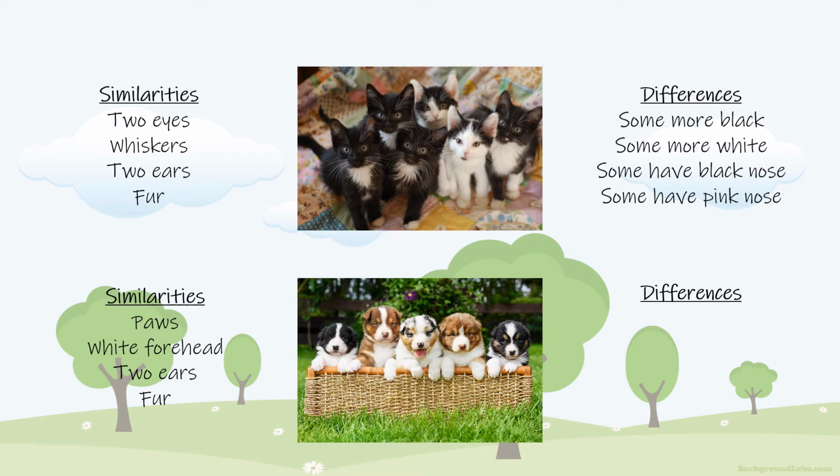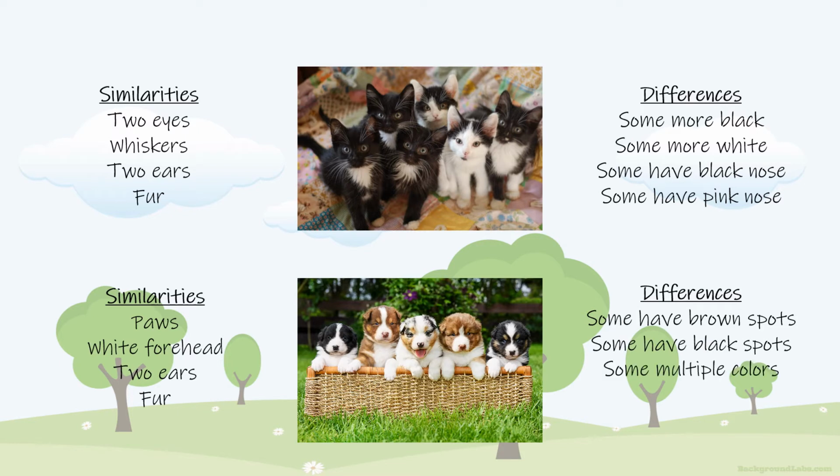The first difference I noticed is that some only have brown spots. What are other differences that you noticed? That's right, some have black spots. Some have multiple colors, and some only have two colors.